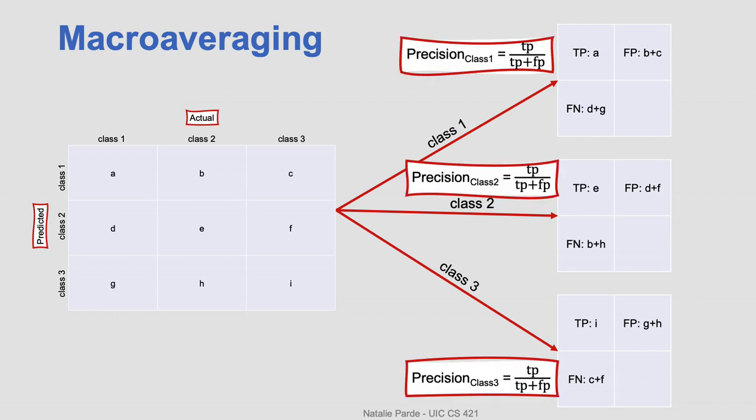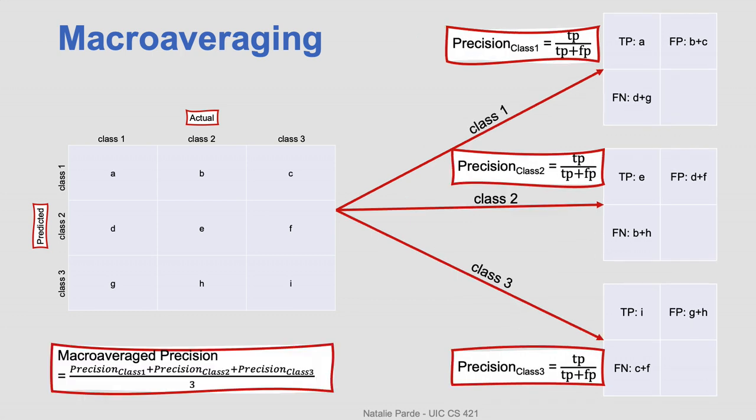Then we'd compute our metric, so precision for example, for each class using the regular two-class formula. We'd end up with 3 separate precisions in this example, one for each class. Then we just take the simple average of those values, so we sum them all up and then divide the total by 3.